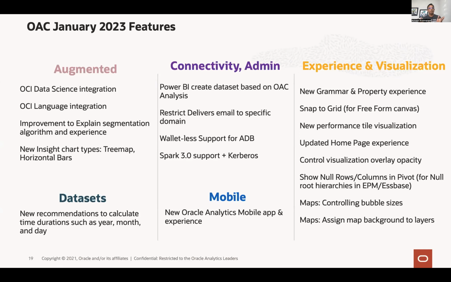And then Maps has a couple of good features. One is to control the bubble size, which a lot of our customers have been asking for. And then we have also added a feature that allows you to define your map background for each layer and control the relationship. That way you don't have to define the background for every single layer, every time, right? So that's the whole set of features.